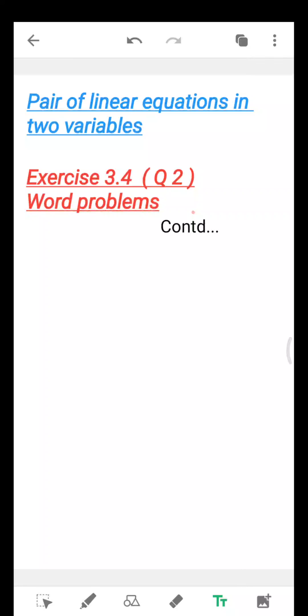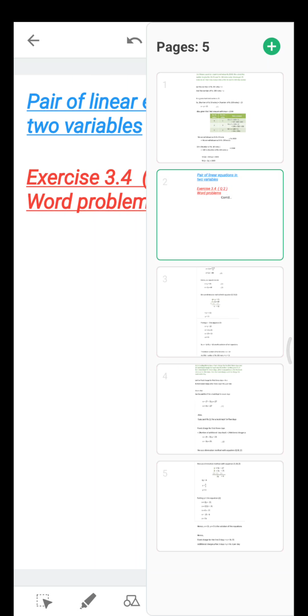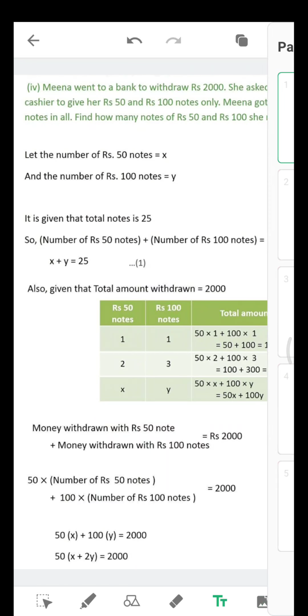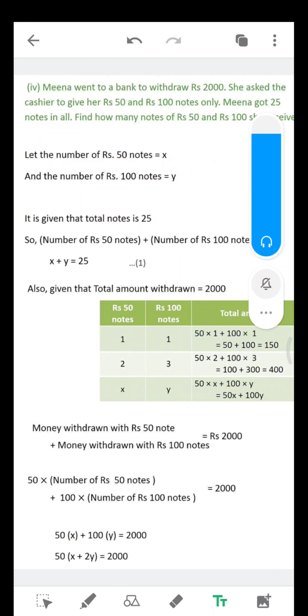Welcome back everyone. In today's session we are going to continue the word problems of exercise 3.4, that is question number 2. So there are two more bits left, that is the fourth and the fifth bit. So let's see the fourth bit.